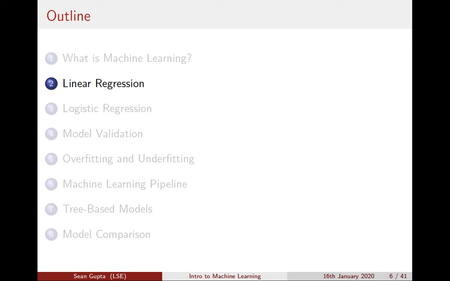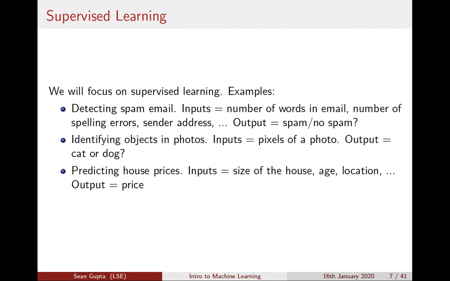Okay, next up in our machine learning tutorial is linear regression. So, what is linear regression? Well, before we get to that, we first have to talk about supervised learning, because linear regression is a type of supervised learning. So, what is supervised learning? Remember, what we have is a number of input features, and we want to use these input features to predict an output.